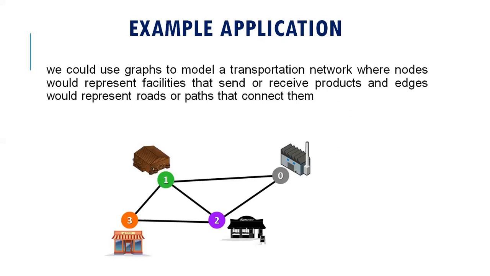The edges represent the roads. Probably we have assumed that we have the factory in one city, that may be Trichy, and the warehouse at Namakkal, and the shops at Chennai. Probably the house may be in some part of Chennai. So we associate all these nodes through roads, right? This is a simple example of a graph that we use in real-time examples.